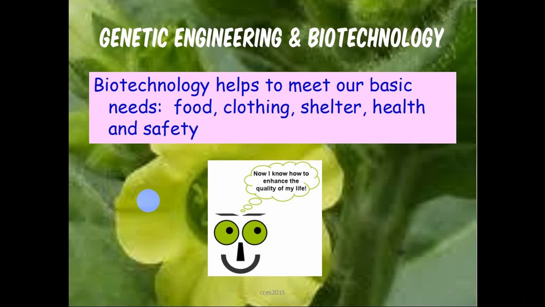Biotechnology helps to meet our basic needs, like food, clothing, shelter, health and safety, etc. So biotechnology usually focuses on the basic needs. It also has other properties and qualities, like the purpose of research. But the first and basic need of development and research is with the very basic needs, like food, shelter, clothing and safety, etc. You can see in the image now, I know how to enhance the quality of my life. So after studying biotechnology, we are able to know how we can enhance the quality of life.